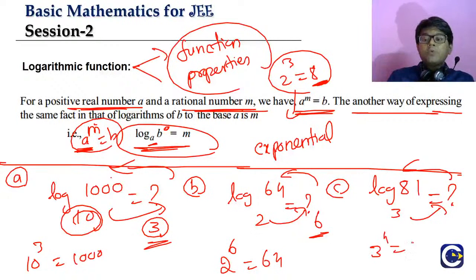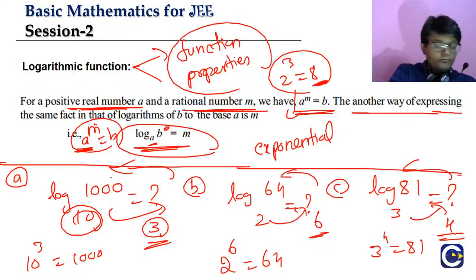3 power 4 is what? 81, isn't it? Which means the answer for question C is what? 4. What is the answer for question C, guys? It is 4. Why? Because 3 power 4 will be 81.